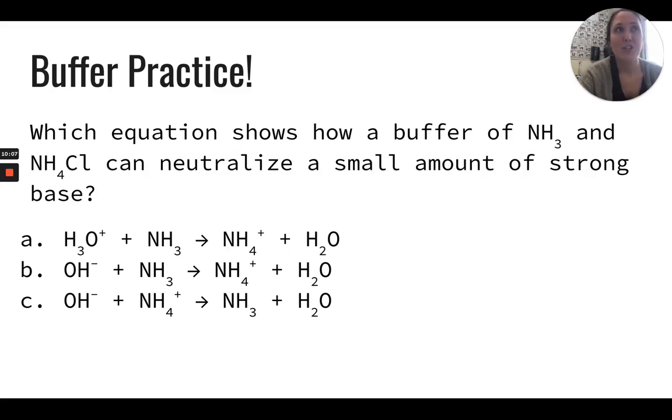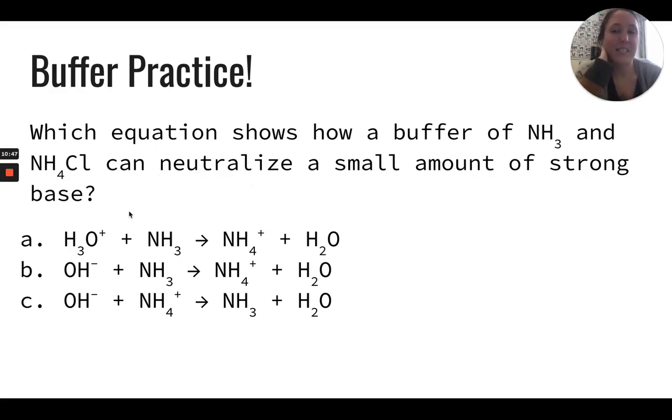The last question I want to look at is which equation shows how a buffer of NH3 and NH4Cl can neutralize a strong amount of strong base. So take a look, which one makes sense? Okay, so let's take a look. So NH3 and NH4+ here. This one is my conjugate acid. This is a weak base. So when I think about what's going to neutralize my strong base, that will be my acid.